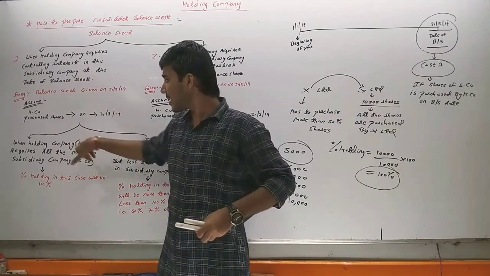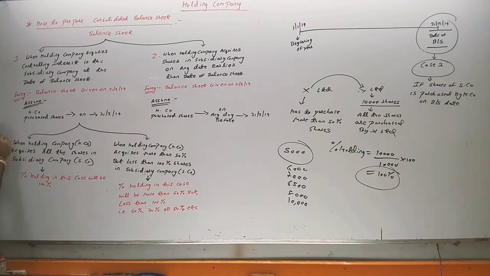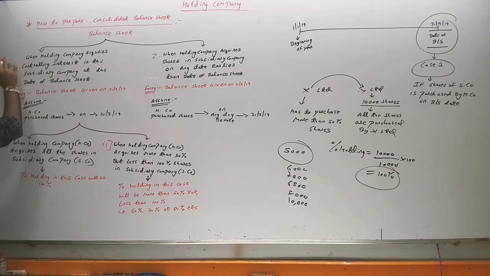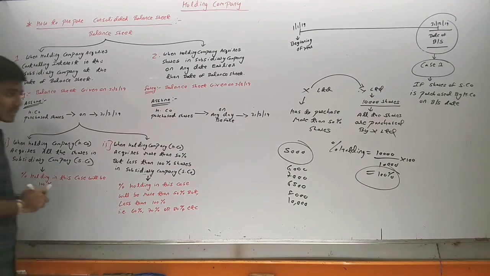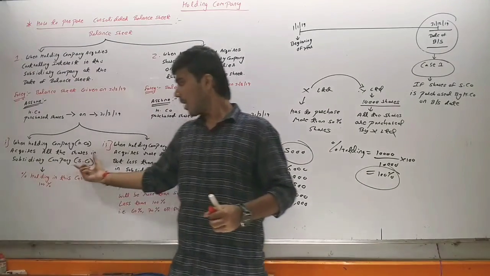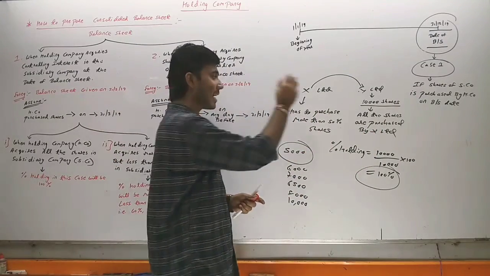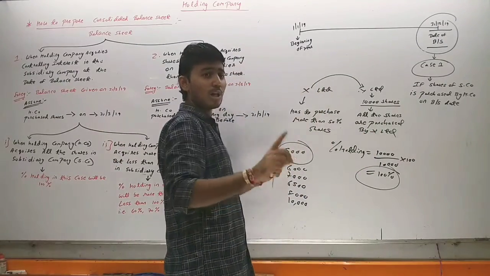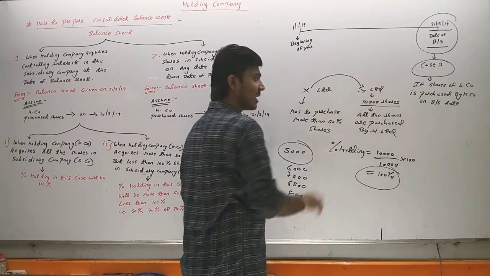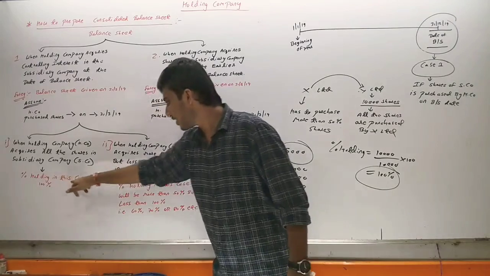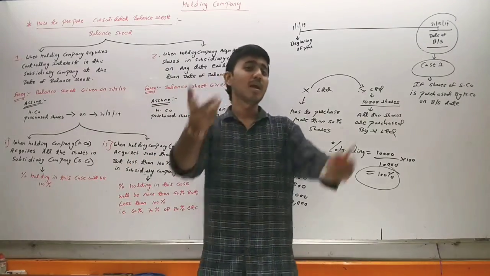In case 1 also there are two types. Roman number 1, Roman number 2. What the Roman number 1 says? That the holding company has acquired all the shares of subsidiary company. We have seen the example that X Limited has acquired all the 10,000 shares of Y Limited. In this case, percentage holding will be 100%.